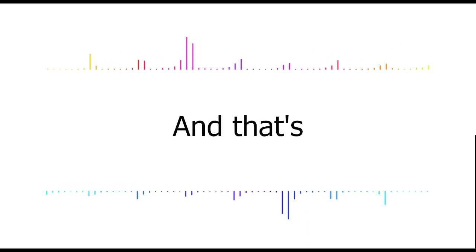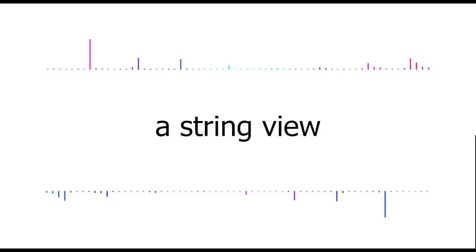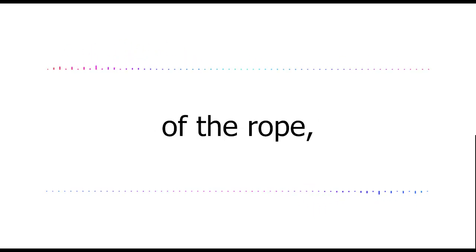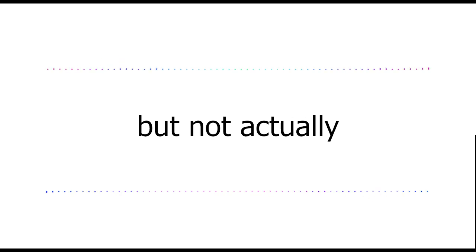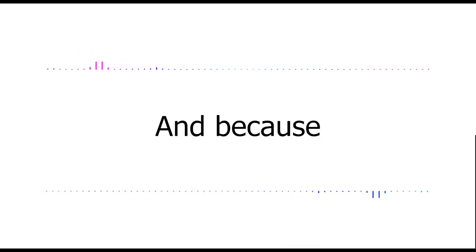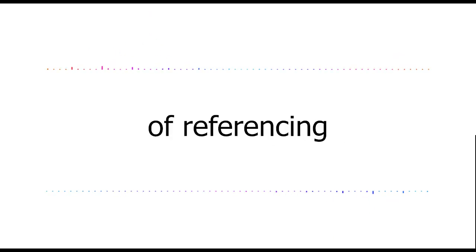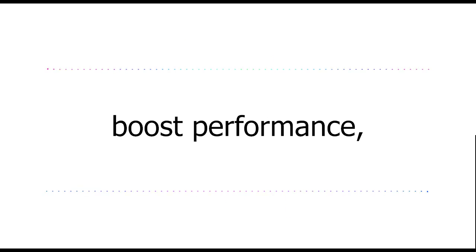No, not at all. And that's where string views come into play. So instead of creating a whole new copy, a string view just points to the beginning and end of the substring within that original string. So, like, if the original string is like a big rope, the string view would be like marking off a section of the rope, but not actually cutting it. Exactly, you got it. And because we're not making a copy, string views are super lightweight. They're just a way of referencing a portion of an existing string, which can really boost performance, especially when you're working with those large strings or doing a lot of substring operations.